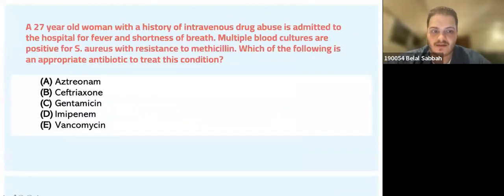Okay. So next question. A 27-year-old woman with a history of intravenous drug abuse is admitted to the hospital for fever and shortness of breath. Multiple blood cultures are positive for Staph aureus with resistance to methicillin. Which of the following is an appropriate antibiotic? Okay, nice. Yeah, so this is not very tricky. MRSA, give Vanco. Okay, thank you. Good job.